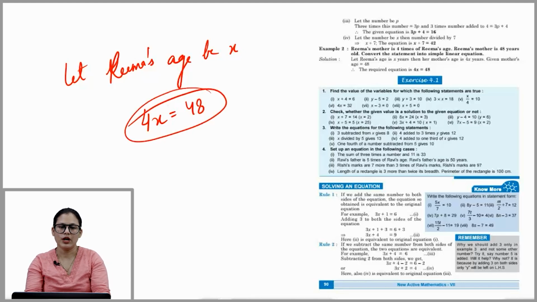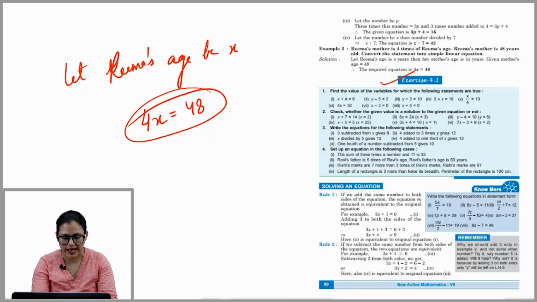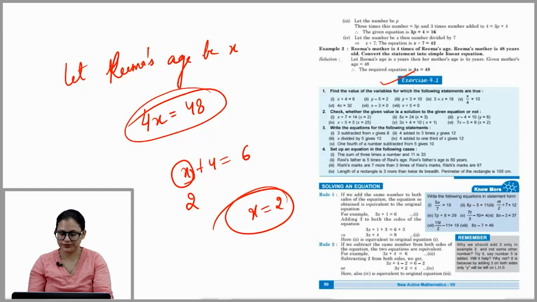Okay. Let's do exercise 4.1. Find the value of the variables for which the following statements are true. So x plus 4 is equal to 6. So clearly you can see here the value of x is 2, because 2 plus 4 is equal to 6. So the value of x is 2, right?